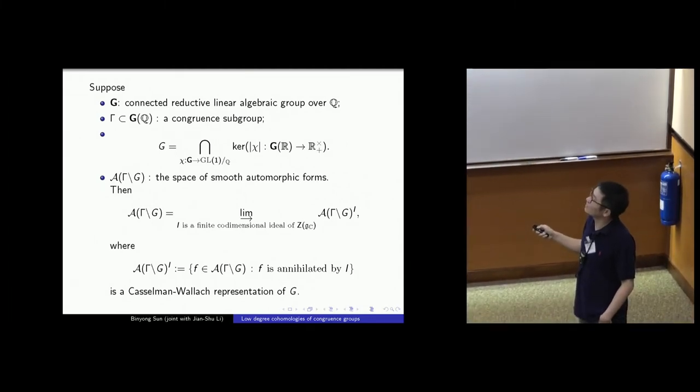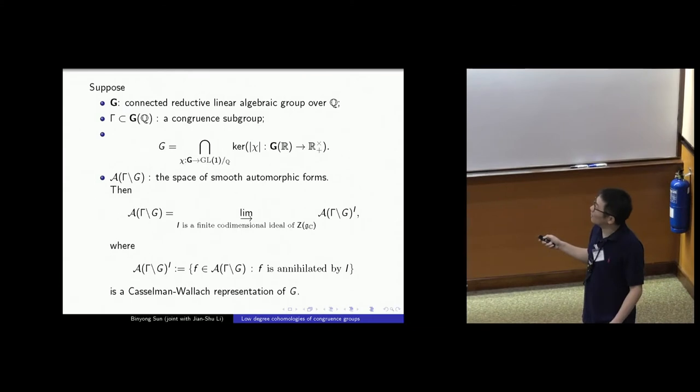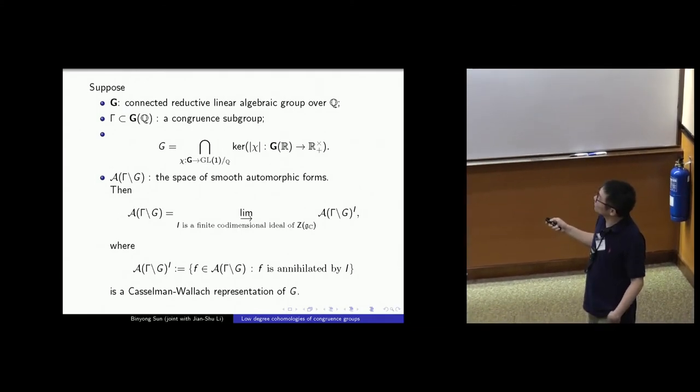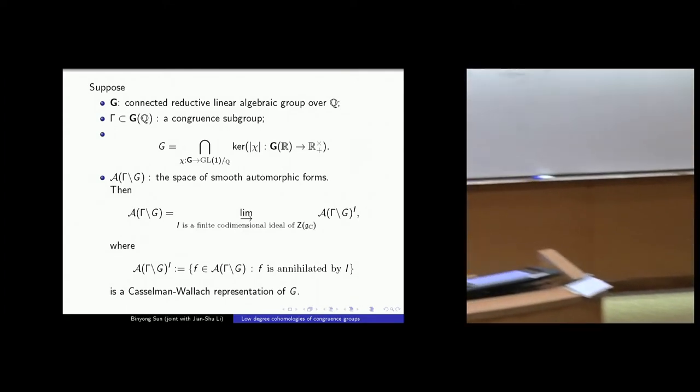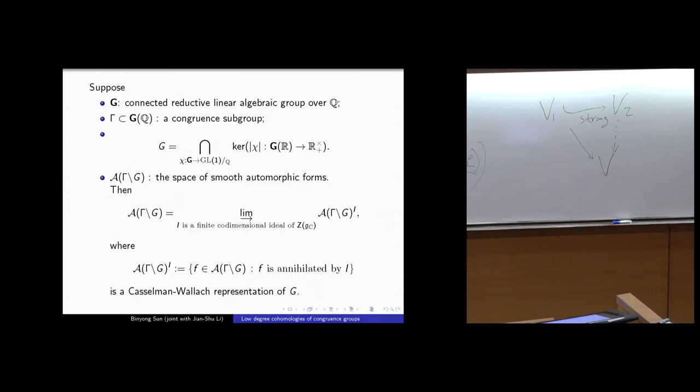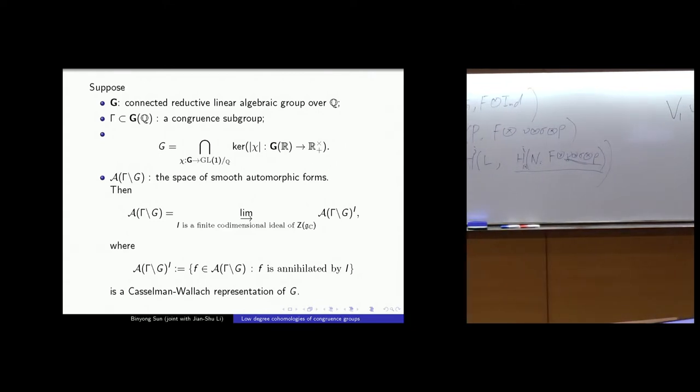I should attribute this to Harish-Chandra. Harish-Chandra proved this is admissible as a representation of G. Okay. So using Harish-Chandra's result, and of course we also need the Casselman-Wallach globalization theorem, using both, we can show this is canonically a Casselman-Wallach representation. Okay. Then we take a direct limit in the category of locally convex topological spaces. Okay. Then this is a smooth representation of G. So we get a space of smooth automorphic forms, which is a smooth representation of the Lie group G. Okay.